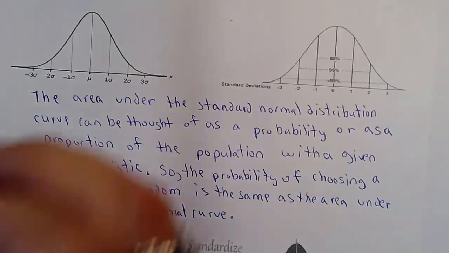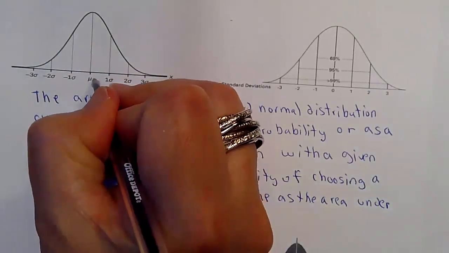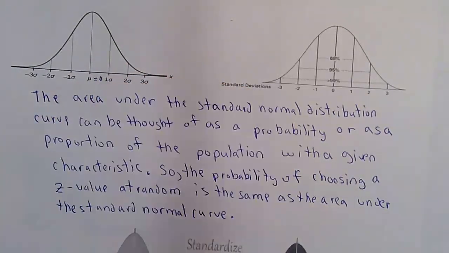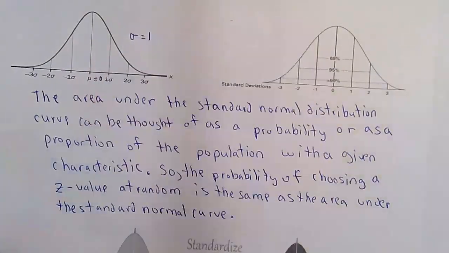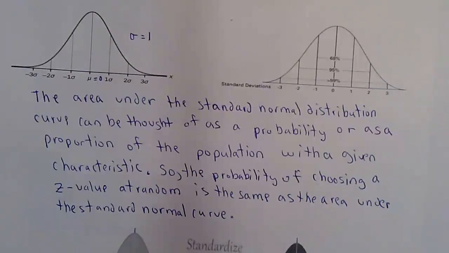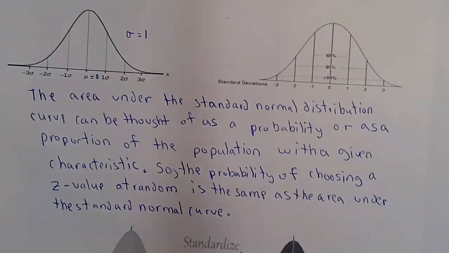So I'm going to emphasize here mu is 0 and sigma is 1. Okay, so you can pause the video if you're still writing that. Okay, but I'm going to go ahead and continue.